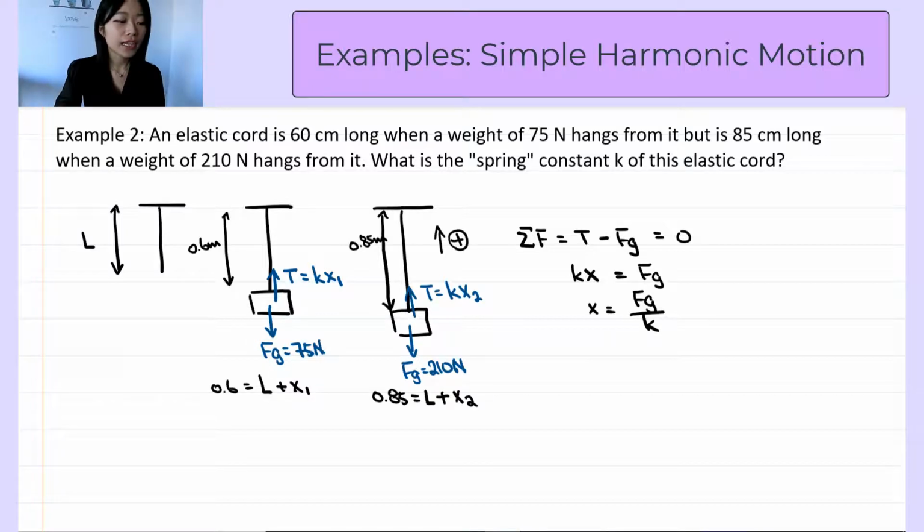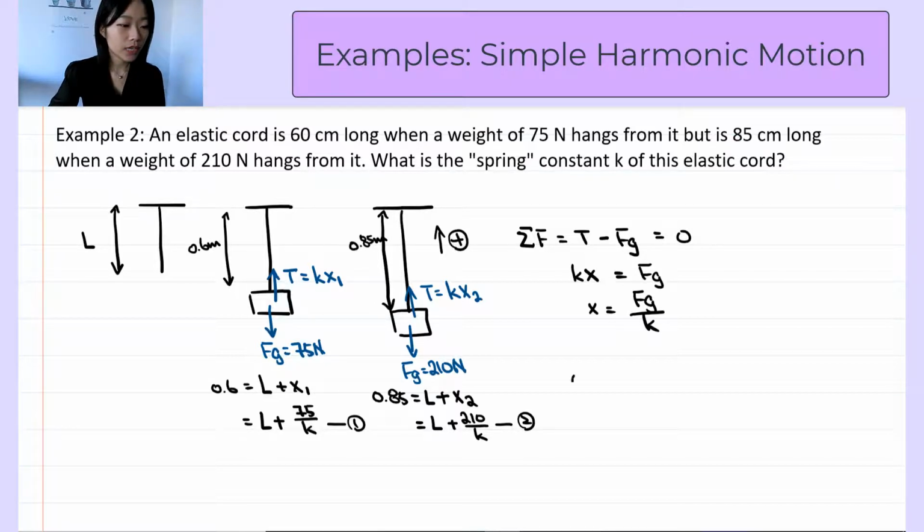Now let's put this back into the two equations we had. The first one is 0.6 equals to L plus X1. And we found that X would be gravity force over K. So X1 would be 75 over K. And the second equation, 0.85 equals to L plus 210 over K. Let's call them equation 1 and equation 2.